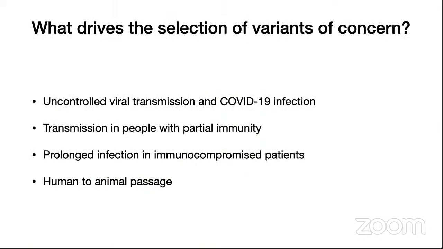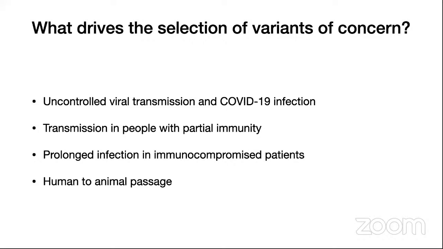So now I want to talk for a moment about what drives the selection of variants of concern. And this is a very important question because we want to be able to identify and try to stop it if we can. So as we continue to trace the origins and evolution of these variants, we question the mechanisms that might have led to their emergence. And of course, it is reasonable to assume that in places with high infection rates, there is more opportunity for viruses to generate mutations that might confer increased viral fitness.